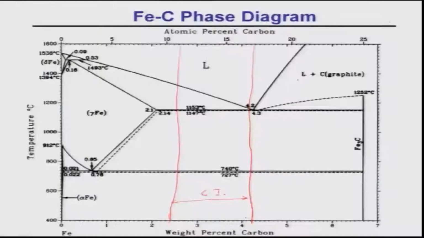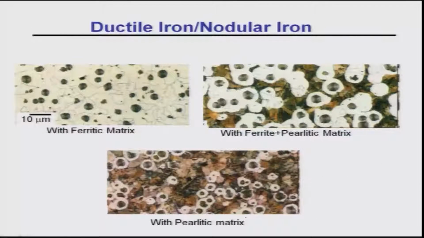To give you an idea, this is what I showed you in the last class also. You see here, this is the nodular iron, where the graphite comes as a nodule, or a kind of structure which looks like a thatched roof, not a sphere, which I made you understand very clearly in the last class. And you can have different matrices. This is the ferritic matrix, this is the ferrite plus pearlitic matrix, and this is the pearlitic matrix. What is the meaning of ferritic pearlitic matrix?